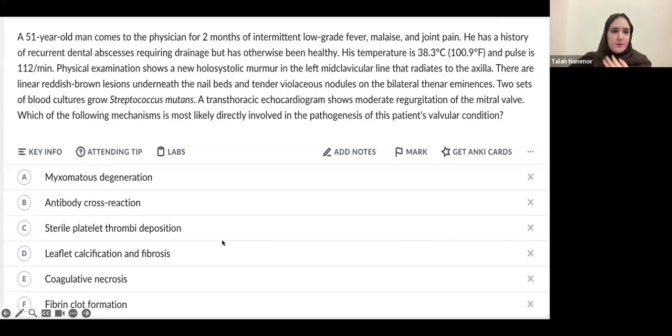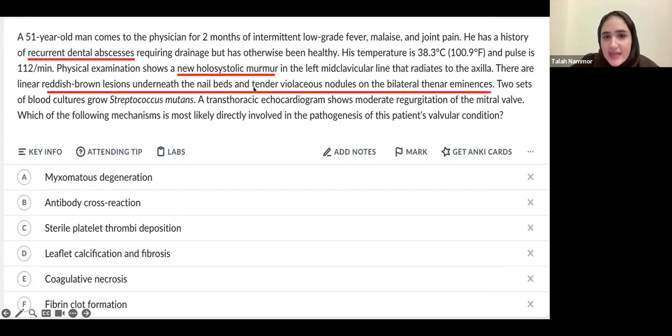Slay, guys. Yalla. A 51-year-old man comes to the physician for 2 months of intermittent low-grade fever, malaise, and joint pain. He has a history of recurrent dental abscesses requiring drainage, but otherwise he's healthy. His temperature is elevated, and physical examination shows a new holosystolic murmur in the left midclavicular line that radiates to the axilla. There are linear reddish-brown lesions under the nail beds and tender villous nodules on the bilateral thenar eminences. 2 sets of blood cultures show Streptococcus mutans. What do you guys think is the mechanism of the pathogenesis of this disease?